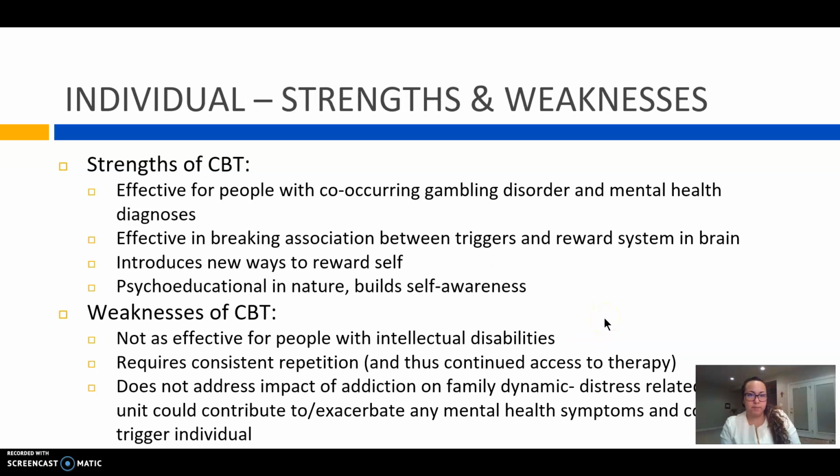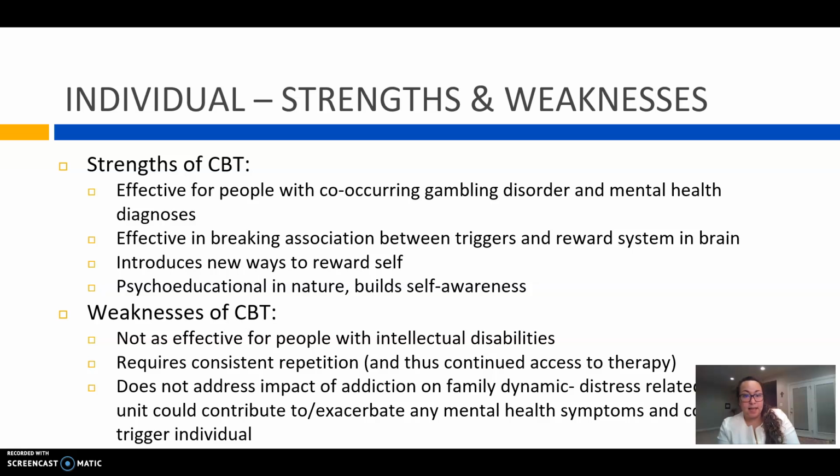The strengths of CBT. It really helps people. It's equally as effective whether or not you have a mental health condition. So if you've got schizophrenia, major depression, bipolar disorder, or gambling addiction, CBT is still going to work for you, which is very encouraging to know because the rates of comorbidity for people with gambling addiction and major depression are high. That's 82.5%. That's super high. So it's encouraging to know that even if you have a mental health condition, CBT will still work for you. It's helpful in reducing the gambling behaviors, breaking the association, and building self-awareness.